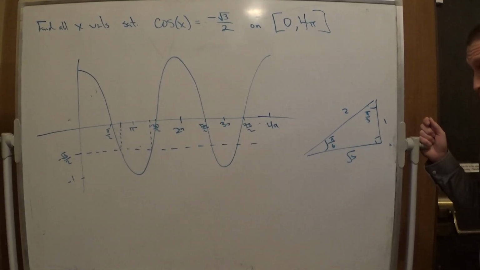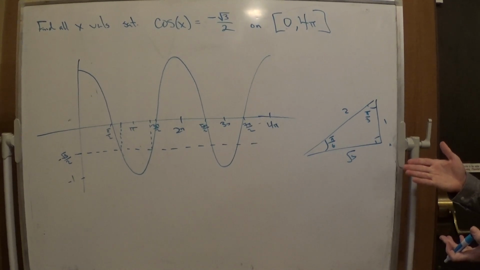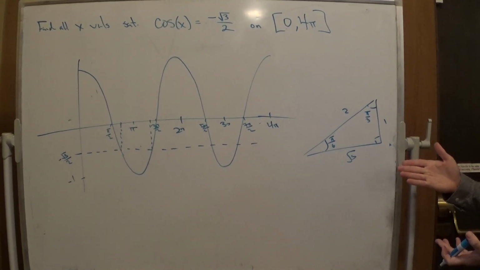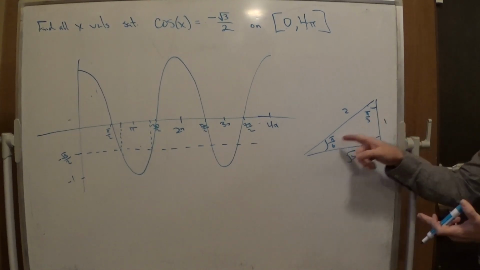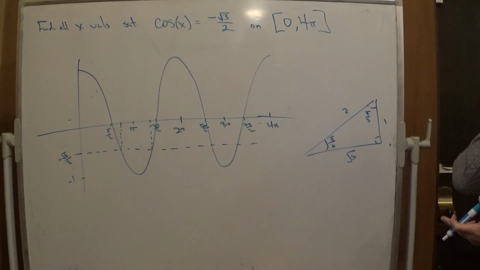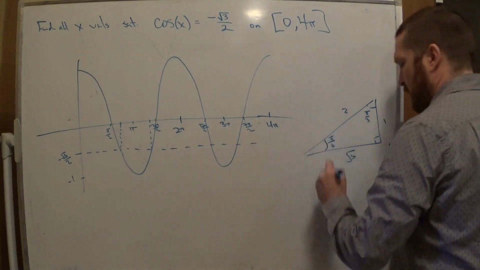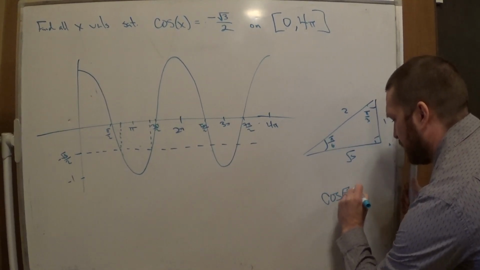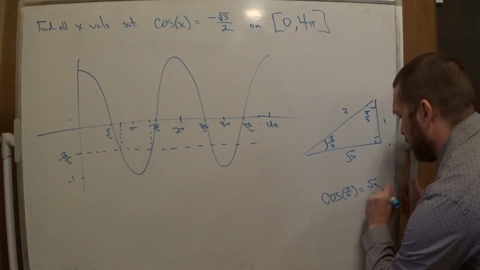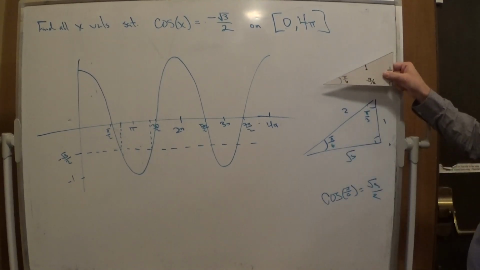Well, the first one's easy, right? Which one of these gives you cosine? We want pi over 6. Right, because cosine of pi over 6 equals √3/2. So in other words, we're talking about this length right here.